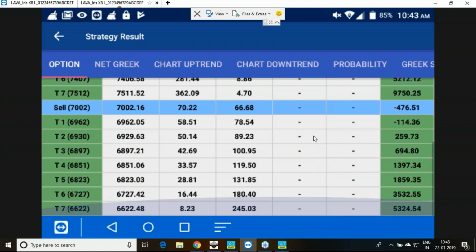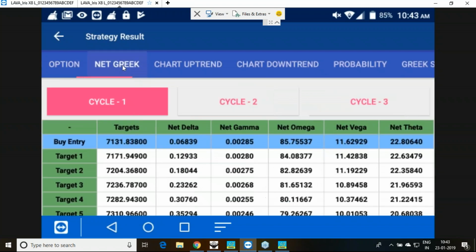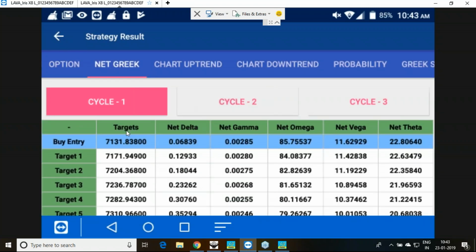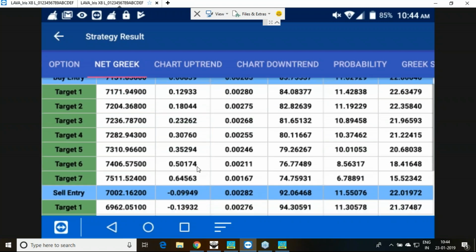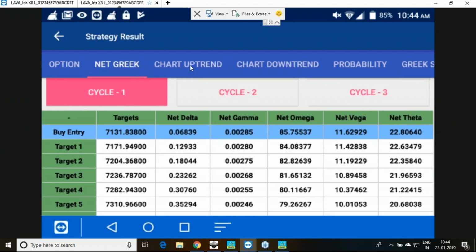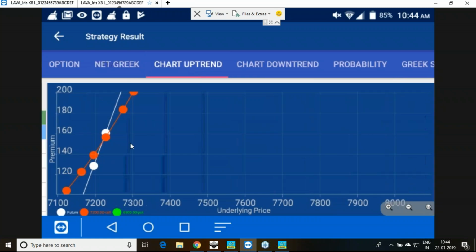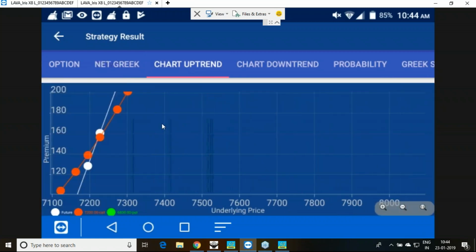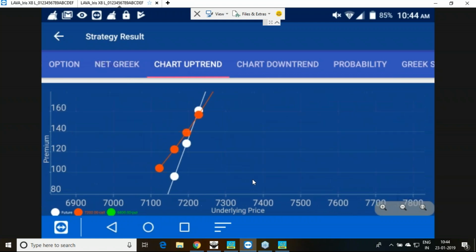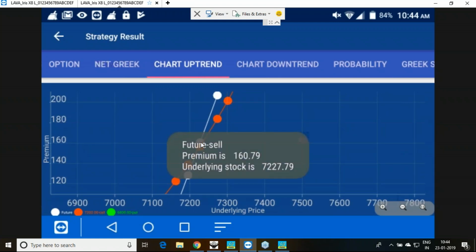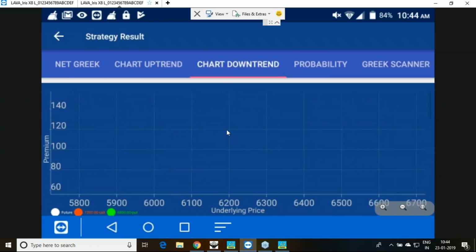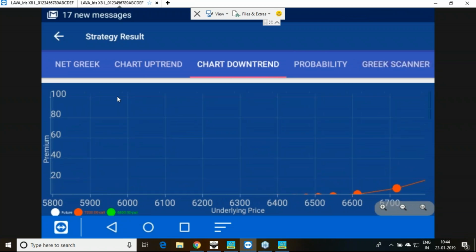We have also seen the net Greeks part already, the same thing at the buy entry price level. What the current net Greeks will be, and once it moves to different targets, what its Greeks will be, we have been seeing that here. And for the uptrend, this is the price point where we should get the break-evens. The break-evens are very important. So here you can say at the 7,227 level we can get a break-even, and in the downtrend also we can get break-even points.